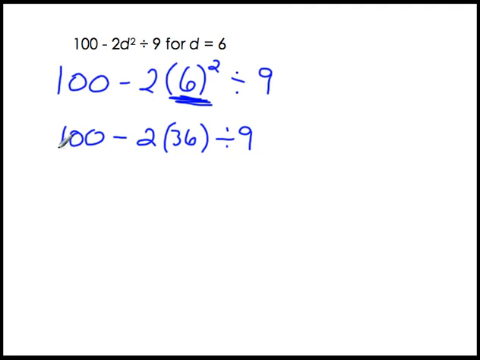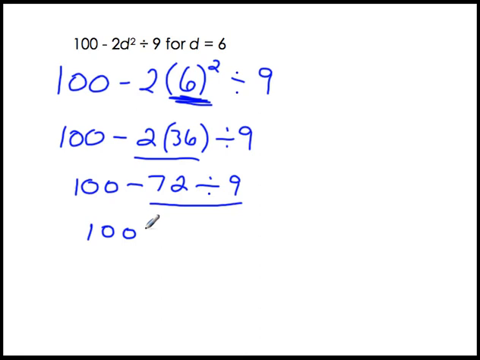Okay? Continuing on, we've got to do multiplication before subtraction. So I'm going to multiply that out first. 100 minus, that's going to be 72 divided by 9. Okay? Now again, division has to happen before the subtraction, according to Please Excuse My Dear Aunt Sally. So it'd be 100 minus 72 divided by 9 is 8. And then 100 minus 8, 92.